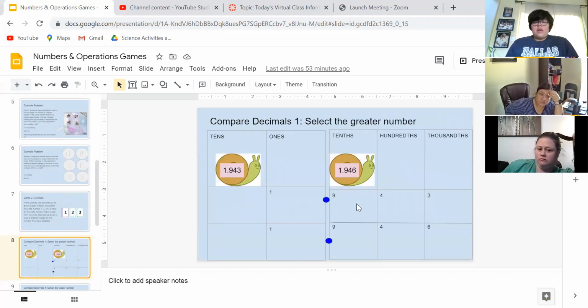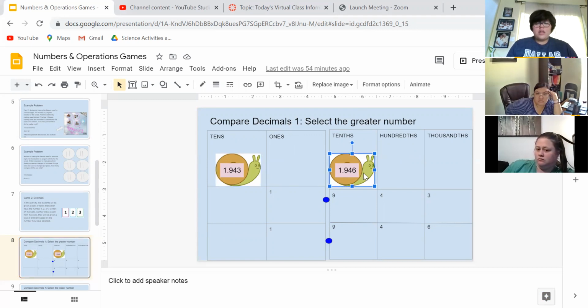The first one would be in a chart that goes over tens, ones, tenths, hundreds, and thousands. If they were to draw card 1, it'd be compare decimals, select the greatest number. So they'd select the snail that has the greatest number, and the numbers are written out in placement order. And this is just the decimal explained in the number. They would pick either 1.943 or 1.946, and we'd know that this is the correct answer because the thousands place is different.